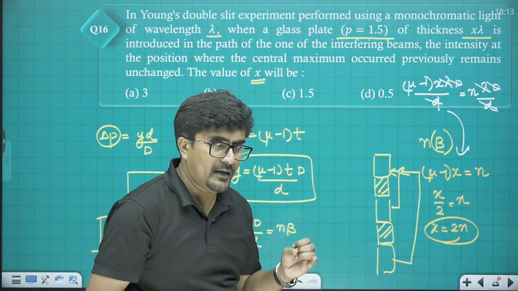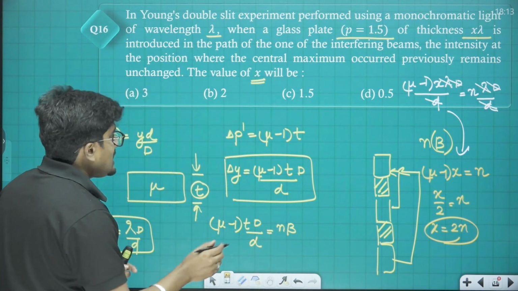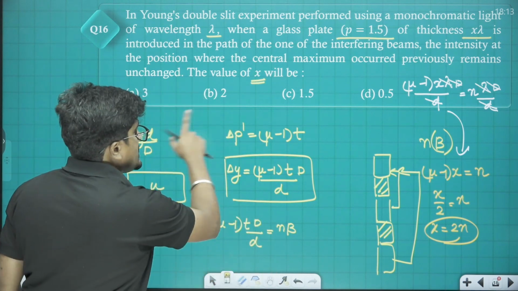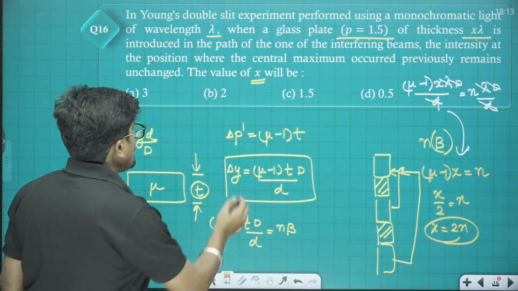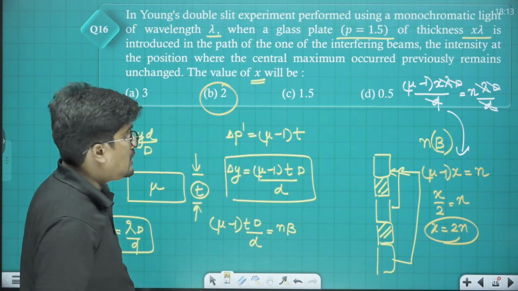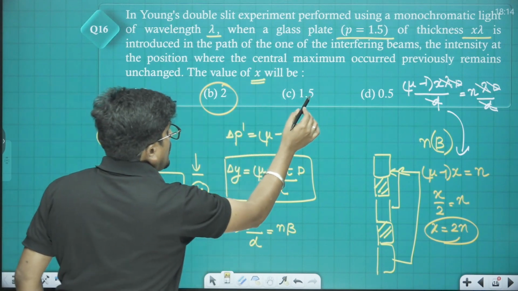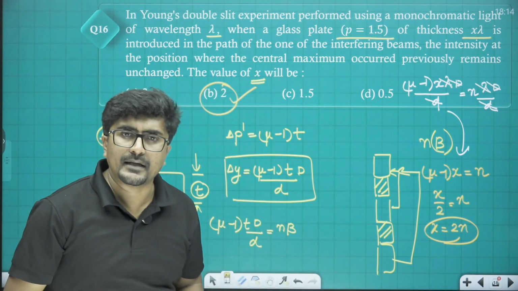And what could be the value for n? N is 0, 1, 2, 3, etc. Isn't it? So if it is 0, it's 0, so 0 is not there. And if it is 1, that's going to be 2. And if it is 3, it's going to be 6. That is not in the option, and that is the largest value. These two are already eliminated. So option B must be the correct answer in that case.